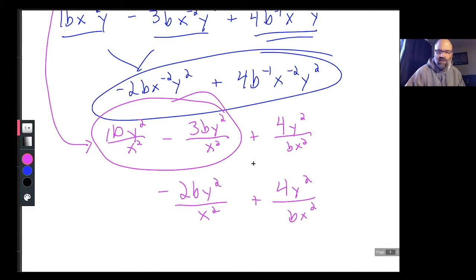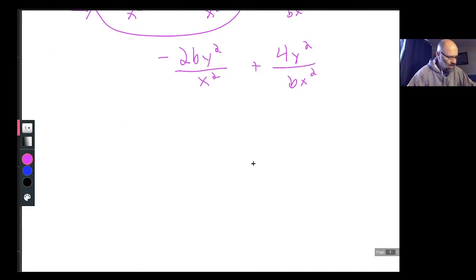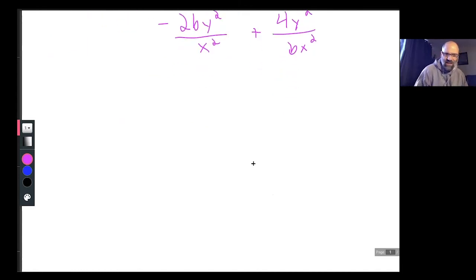Okay, so let's try an example. Let's see if you guys can try this example. Basically the first step to these is just clean it up. And then, actually, we kind of did the first example. So let's do example 2.